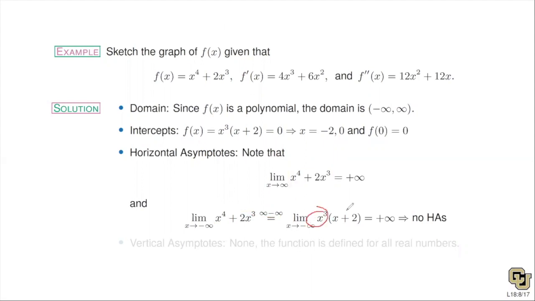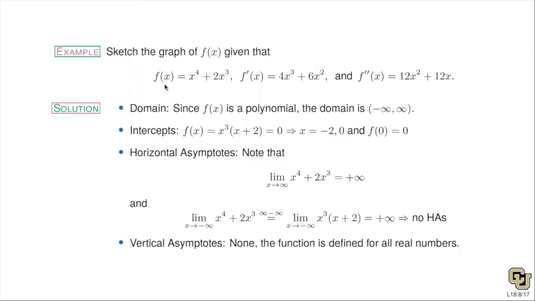X cubed goes to negative infinity. X plus 2 goes to negative infinity. Negative infinity times negative infinity is plus infinity. So in both cases, we see there's no horizontal asymptotes. But we know the tails of the function on both sides go up forever as x goes out.